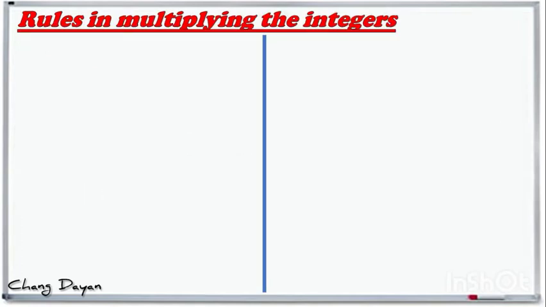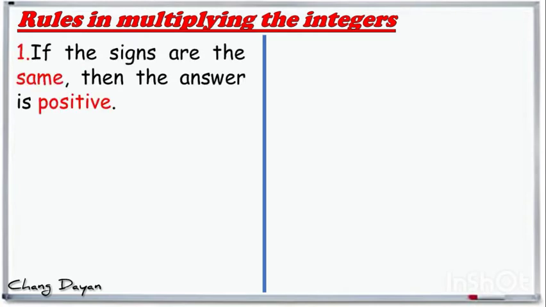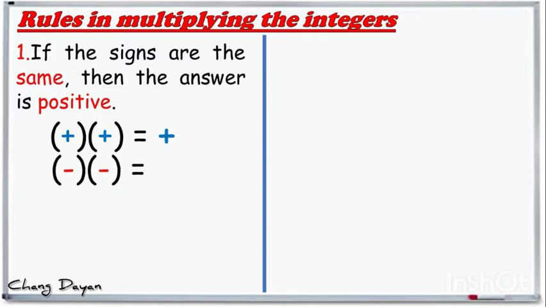Now let us have the rules in multiplying the integers. First one, if the signs are the same, then the answer is positive. For example, we have to multiply positive times positive. The answer is positive. And if we multiply negative times negative, the product is also positive. Now, let us have an example.